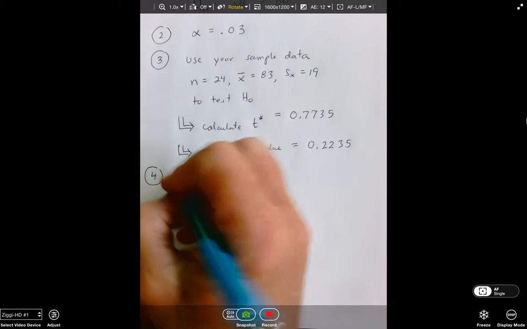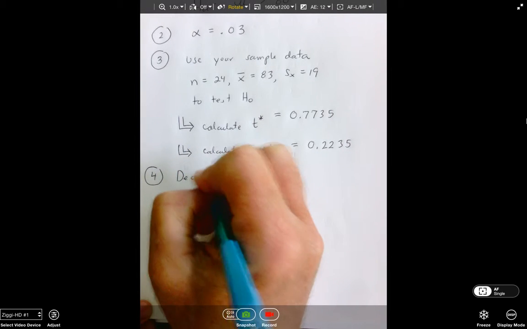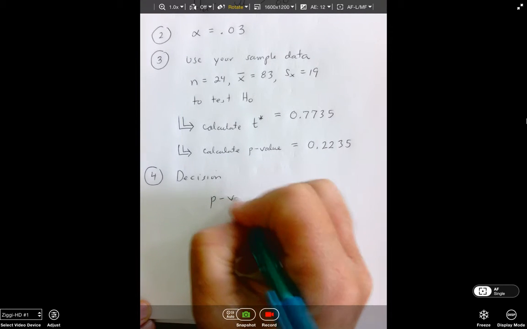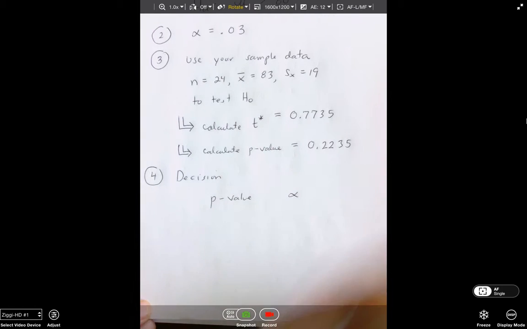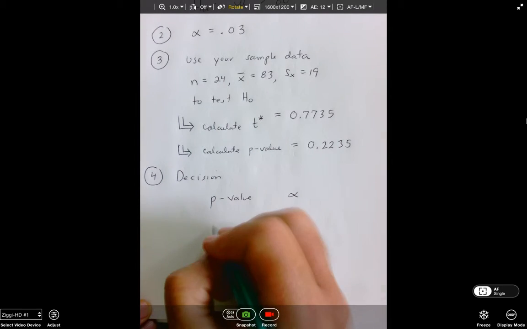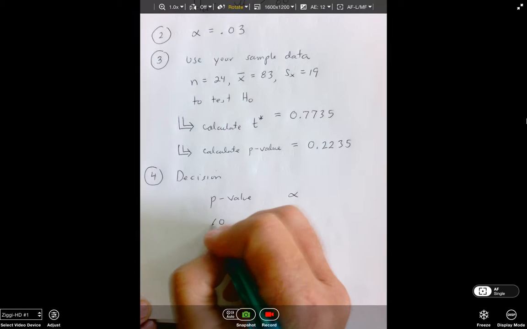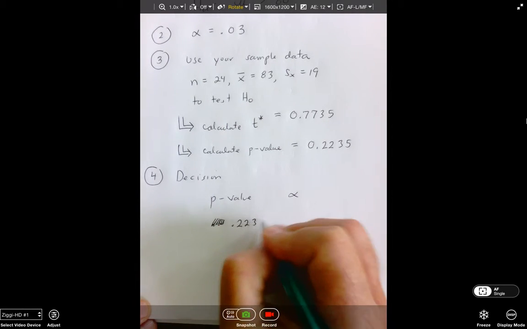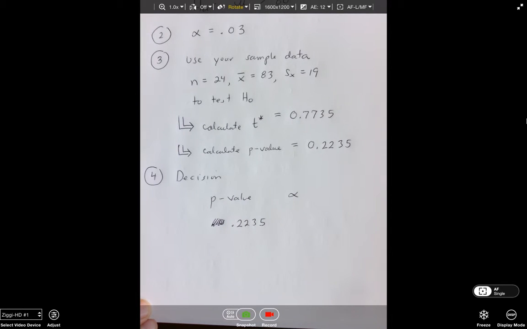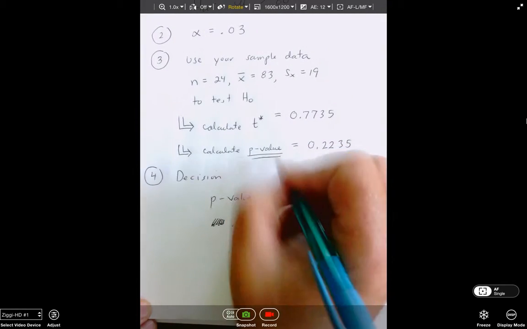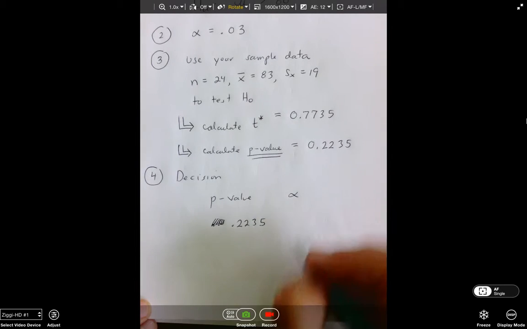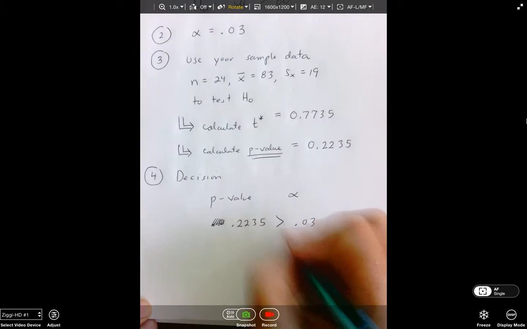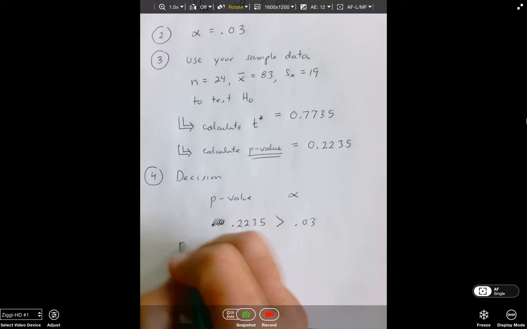Four, decision. How does our p-value compare to our alpha? Our p-value is 0.2235. My alpha, 0.03. That's bigger. Fail to reject.